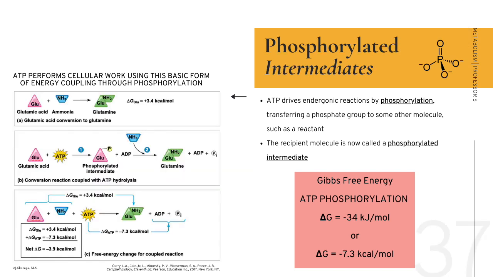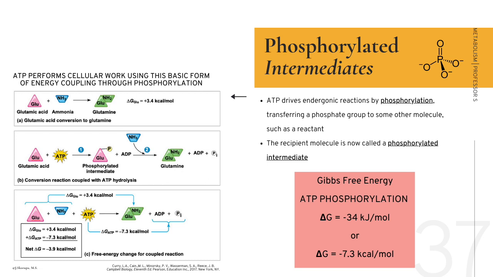Here's another example of phosphorylation, but this time with chemical work. Here we're creating an amino acid, glutamine, by reacting glutamic acid with ammonia. Now the delta G for this reaction is positive 3.4 kilocalories per mole, letting us know that this is endergonic and non-spontaneous. So we need to supply it with some energy. Particularly, we're going to use ATP. The delta G for ATP hydrolysis is negative 7.3 kilocalories per mole.